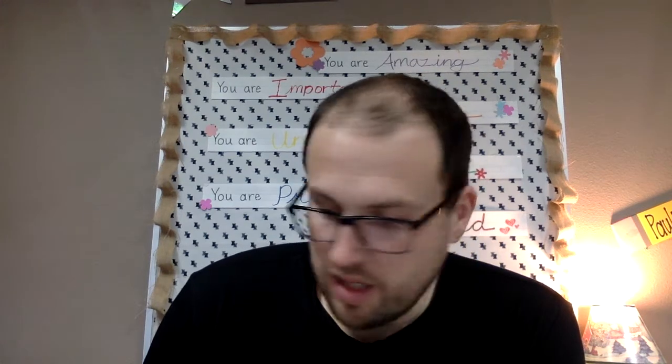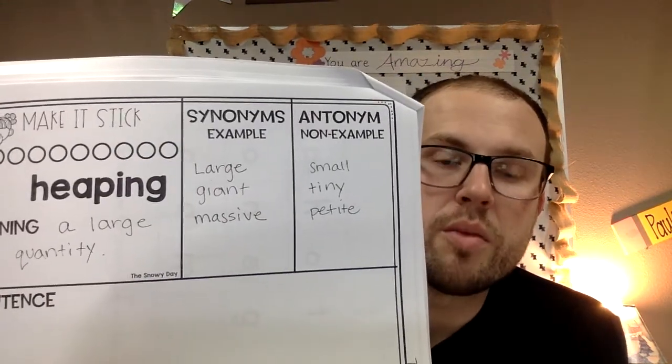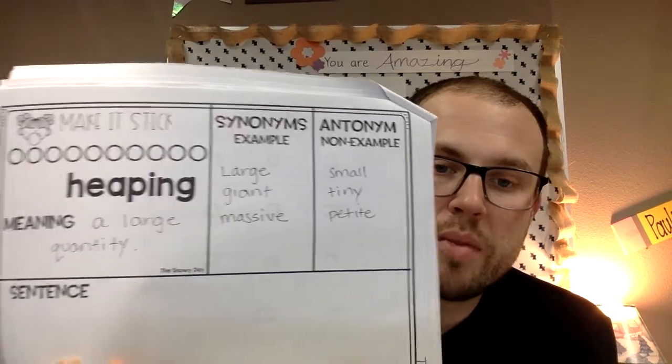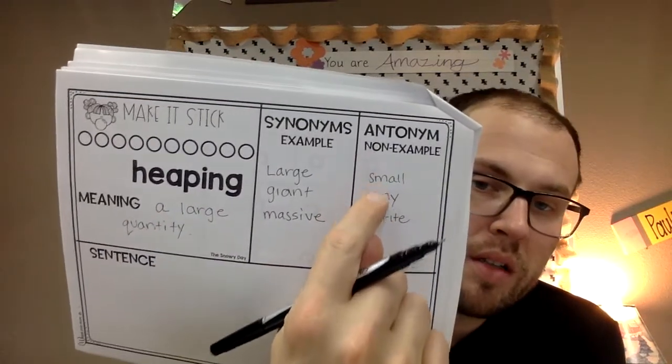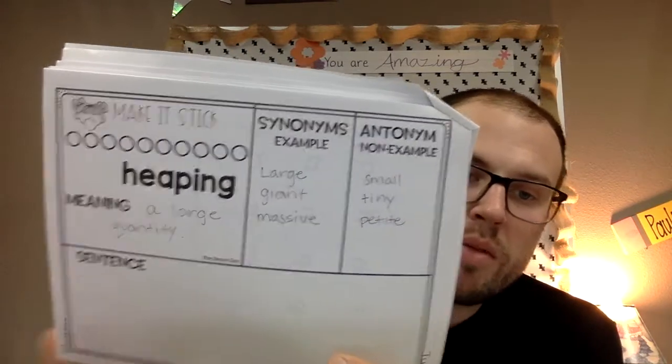So what will be the opposite of large? Small. The opposite of giant could be tiny. The opposite of massive could be petite. So there's 3 antonyms. You can write those down. Small, tiny, petite, right over here. Small, tiny, petite. Pause the video if you need to, but I'm going to move on to the sentence.